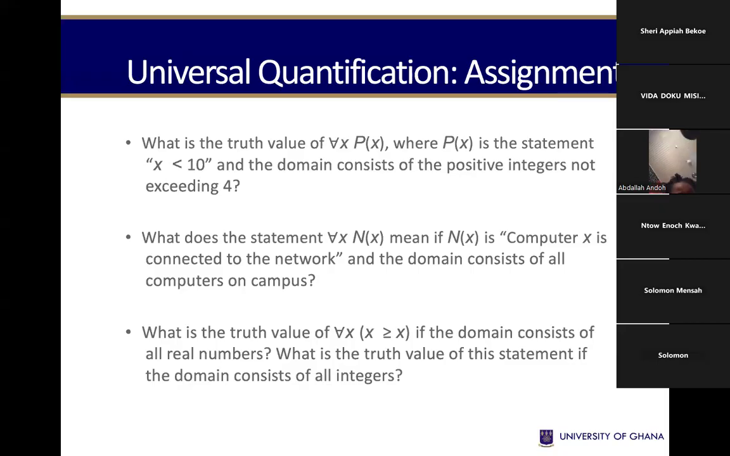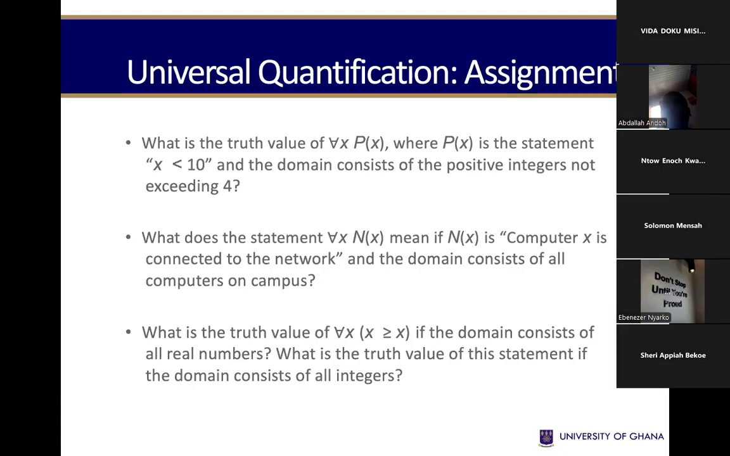Okay. So these are positive integers, right? So if they are not exceeding 4, then we are looking at 0. I'm sorry, 0 is not a positive integer. Sorry, 1, 2, and 3. Yeah. Awesome. So this basically is a true statement, the first one. Okay. What about the second one?